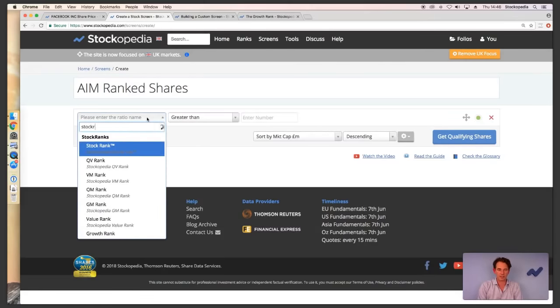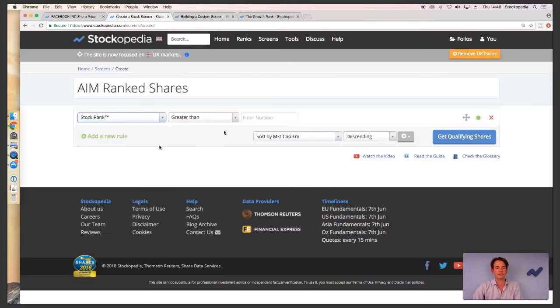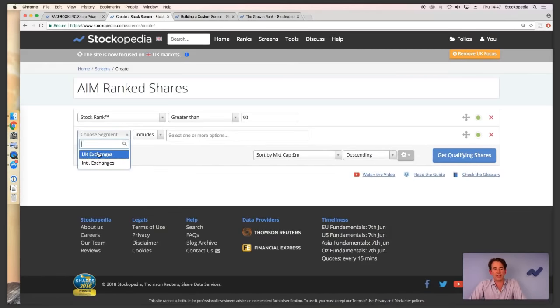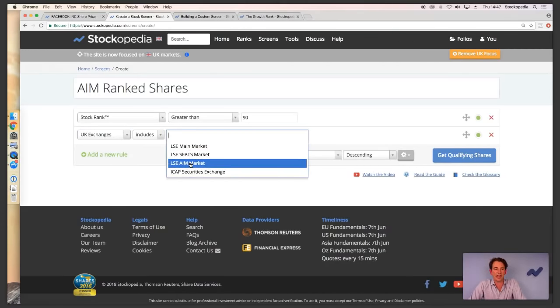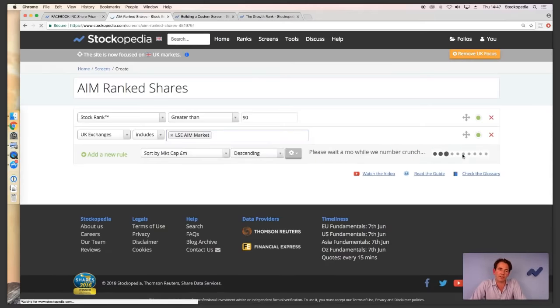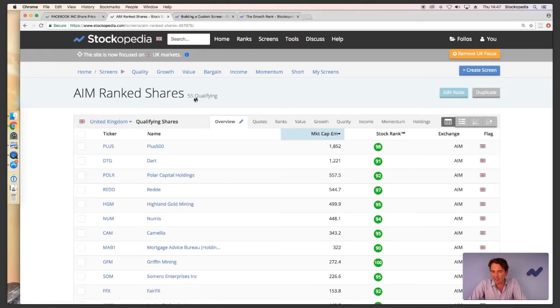So I might, for example, do this. I might go stock rank greater than, let's say, 90, and add a new rule. Now in here, there is a little something called market/exchange. And you can change this to UK exchanges. And then you can actually go and look at the AIM market. And if you click get qualifying shares, you will find high ranking stocks on AIM. That's 55 shares.